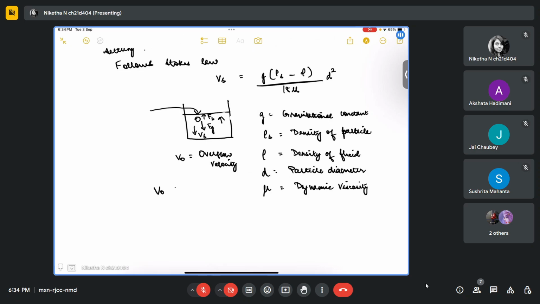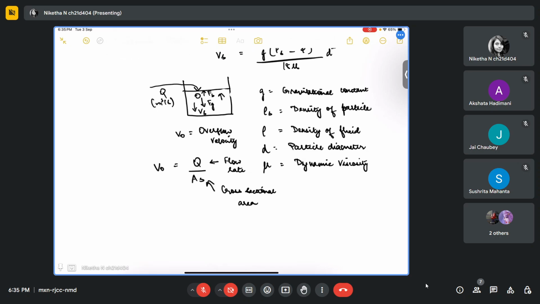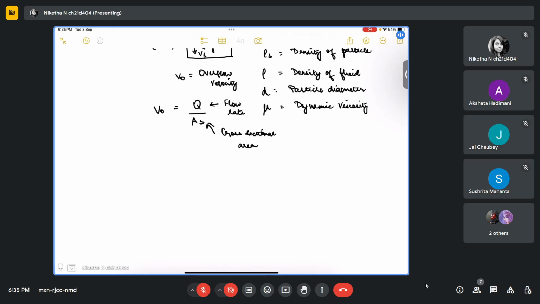So this overflow velocity is given by the expression Q by AS, where Q is the flow rate at which the water is entering, given in meter cube per second, and AS is the cross-sectional area.